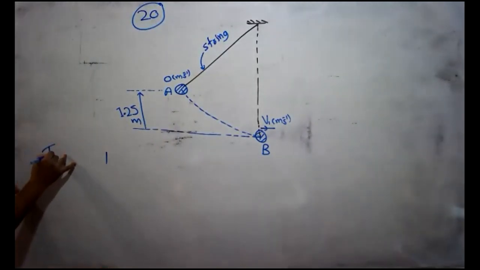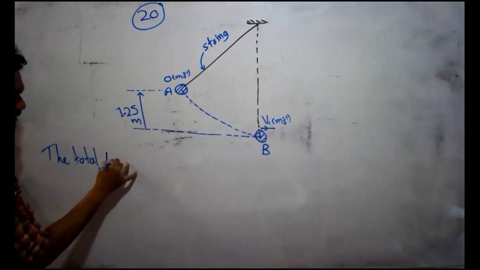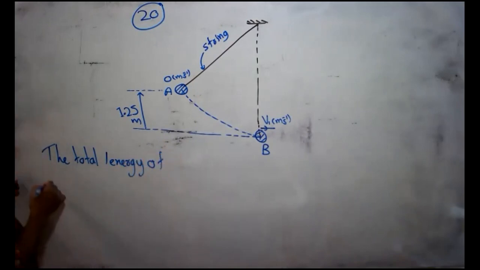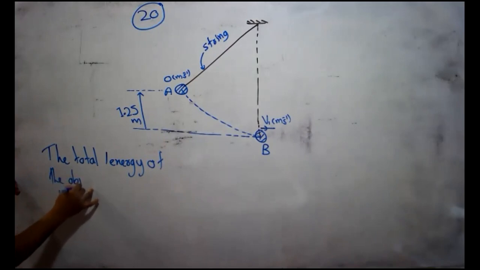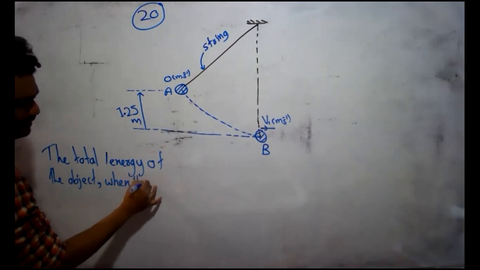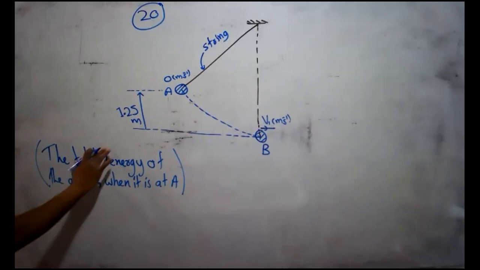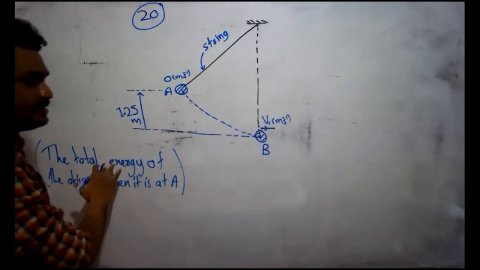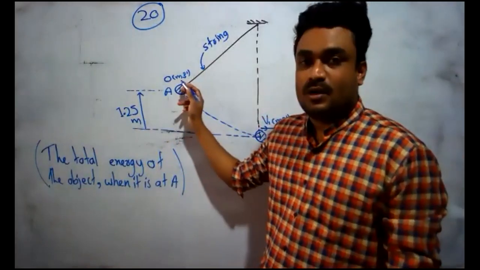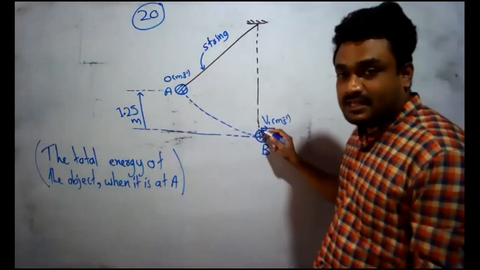That law tells us the total energy of the object. What is the law of conservation of energy here? It tells that total energy is not changed. So if the object has a certain amount of total energy when it is at point A, it has the same total amount of energy when it reaches B.